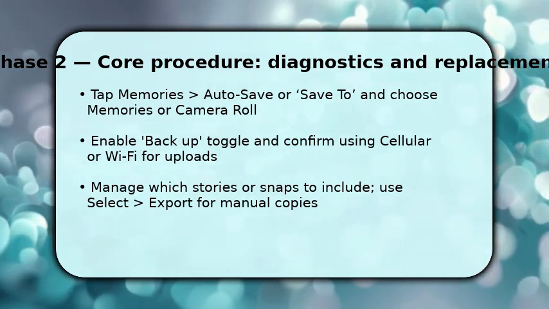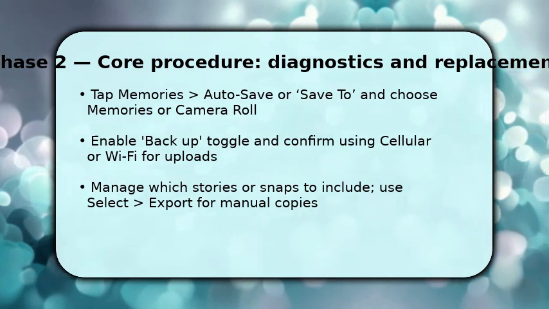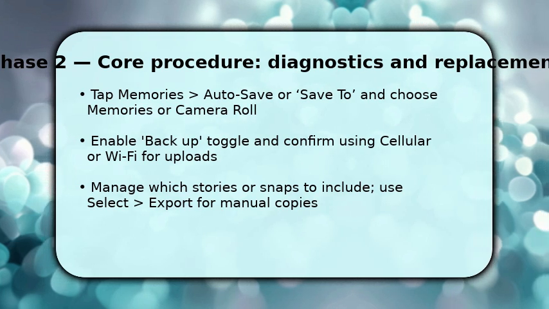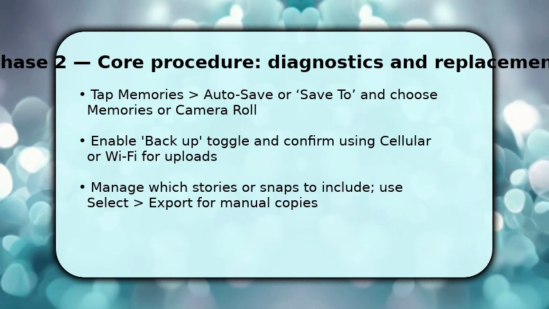If you prefer manual control, you select to pick specific snaps or stories and export them to your device or a cloud service. This step ensures the right content. You finish by exporting and verifying the backup.